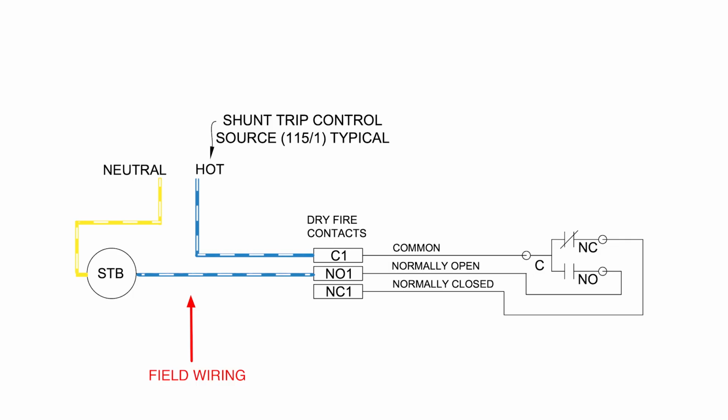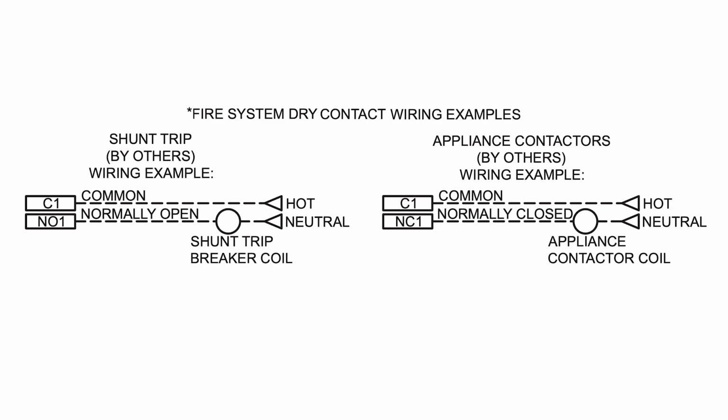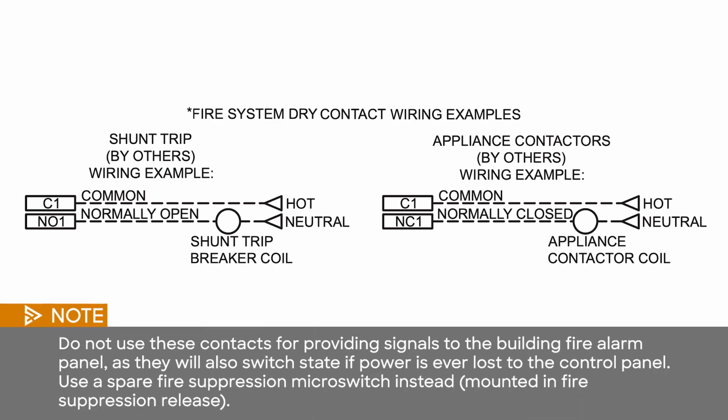If the panel was configured for 2 sets of dry fire contacts, the panel will have a second set, C2, NO2, and NC2. Do not use these contacts for providing signals to the building fire alarm panel, as they will also switch state if power is ever lost to the control panel. Use a spare fire suppression microswitch instead for signaling the building alarm.